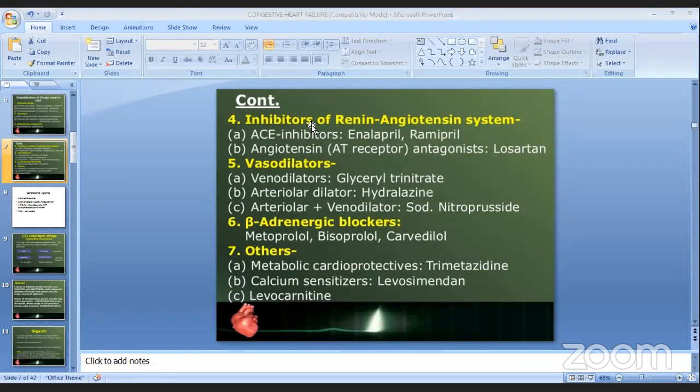Next category of drug is metabolic cardioprotective drugs. There is trimetazidine. Trimetazidine is a metabolic cardioprotective drug; protection of the cardiac metabolism takes place with this type of drug. Another category of drug is calcium sensitizers. There is levosimendan, and another is levocarnitine. So these are the different categories of drugs I have discussed one by one.